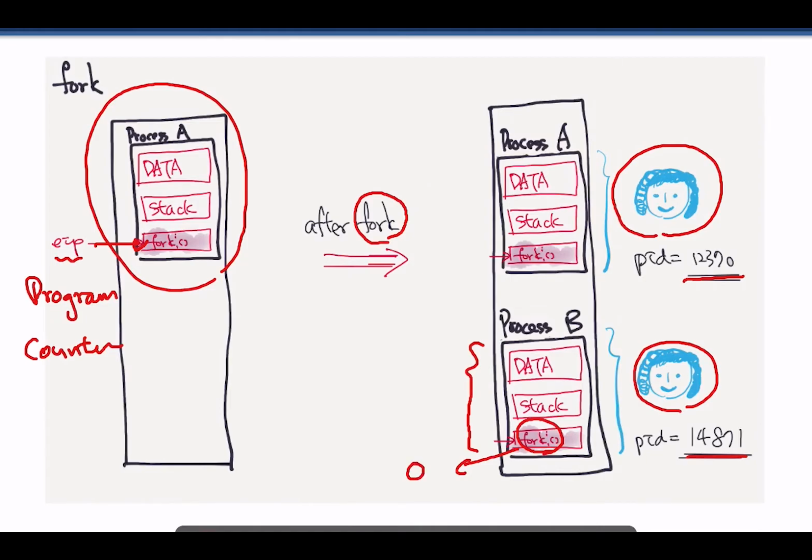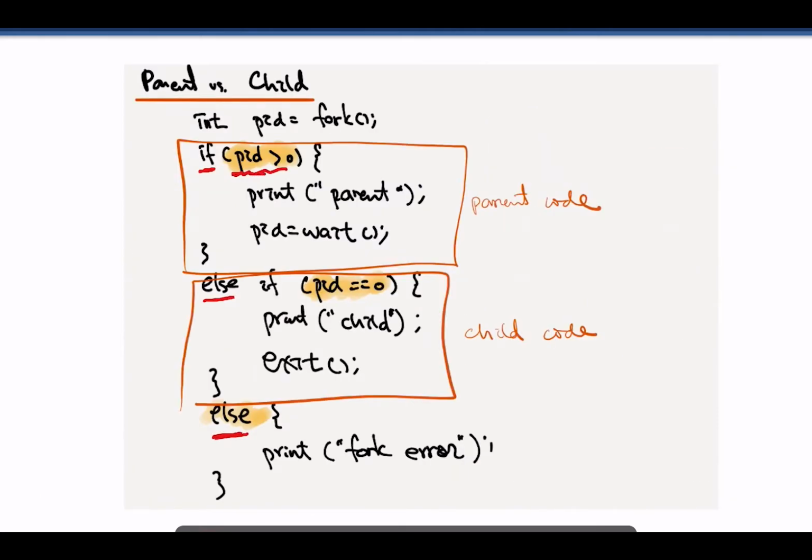The result of fork in the parent process will be the process ID of the child process, which is 14,871. Based upon the process ID returned by fork, the parent process and child process can distinguish the code they want to execute. If the process ID is greater than 0, then this process is the parent process. It prints the parent. If the process ID is 0, then the current process is the child process that has been created as a result of fork.